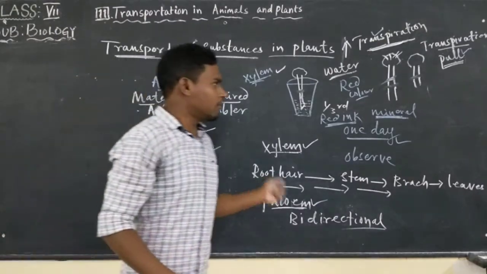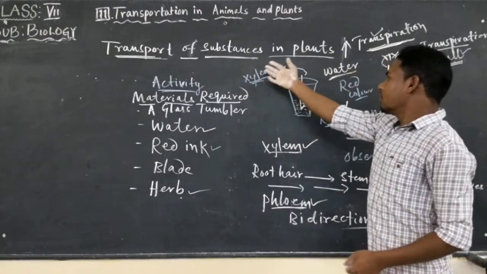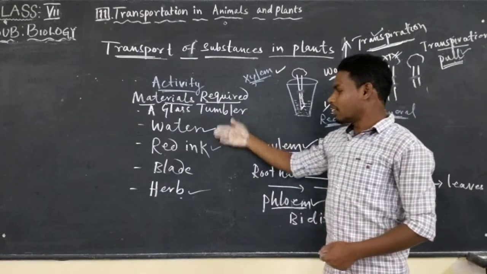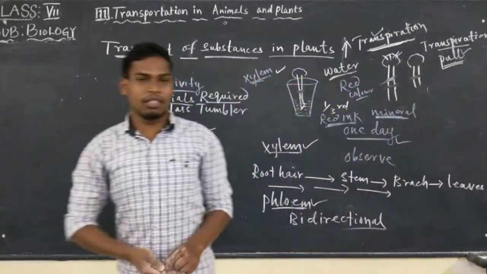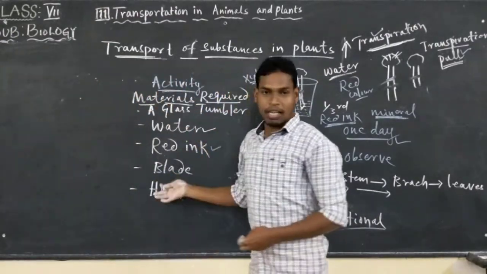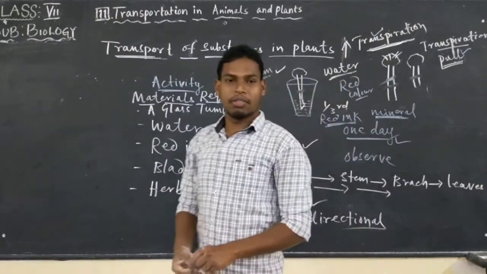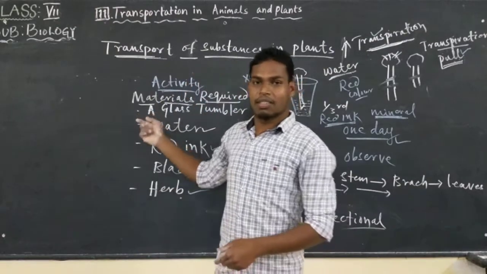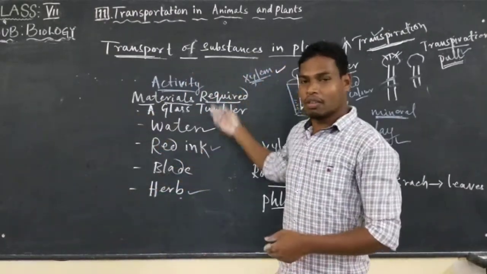So we have discussed here the transport of substances in plants, and we discussed how water and food are transported, and what complex tissues are present, xylem and phloem. In xylem 4 types of cells are present, and in phloem 4 types of cells are present. So in this class today we discussed all these things. So take note of this. Thank you.